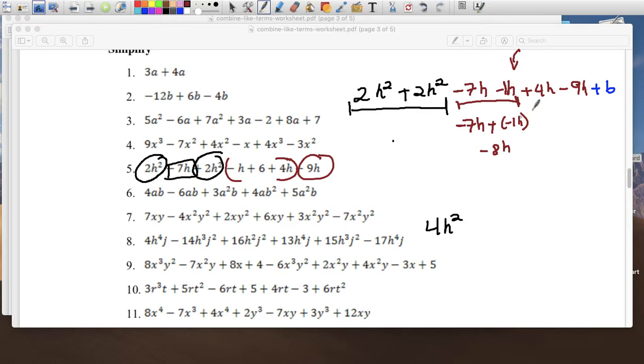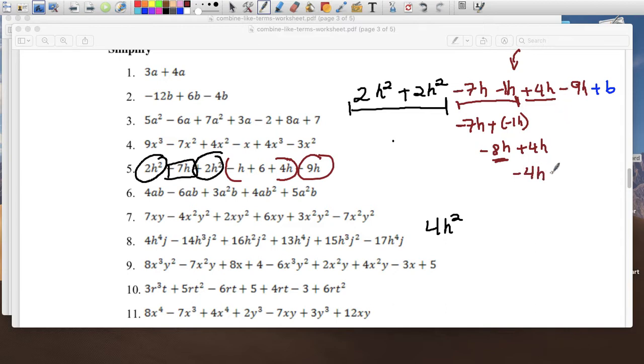So this, I'm done. Now let me do plus 4h. We don't have to change it because it's already an addition problem. So I have negative 8 here and plus positive 4. Who's going to win? The negatives. They're going to win because I got negative 4 more h.